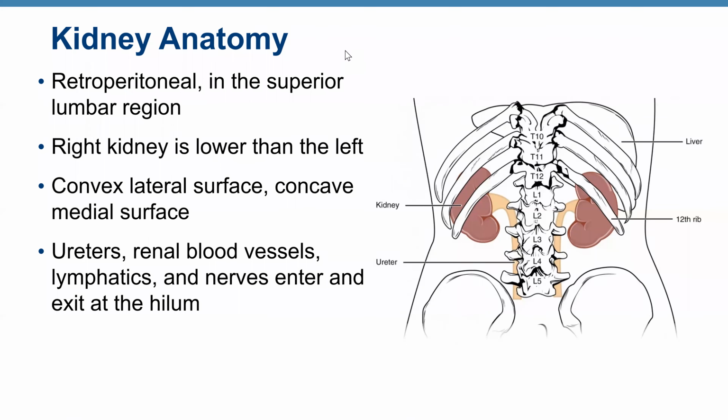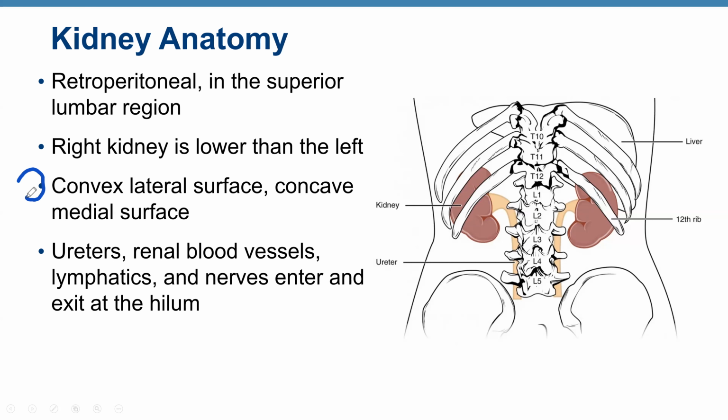Kidneys are retroperitoneal. They are in the superior lumbar region. The right kidney is lower than the left kidney. That's actually a posterior view, and this will be the right kidney in this example. You can see it's a little bit lower than the left kidney because we have a large organ over here, the liver. Because the liver takes lots of space, the kidney is a little bit lower than the other one.